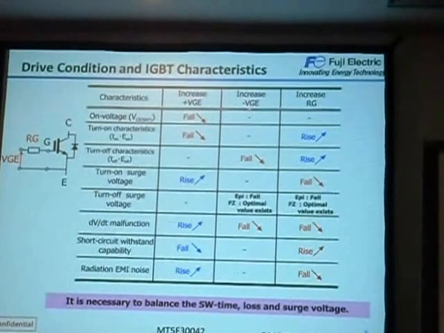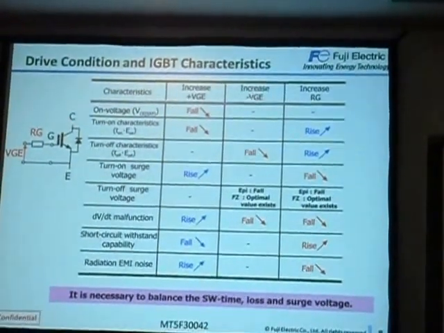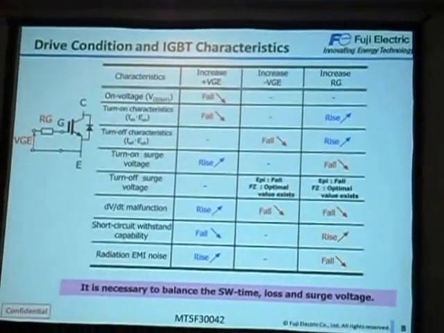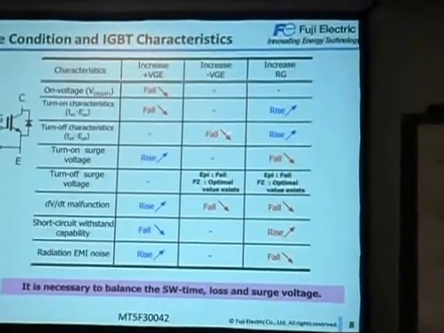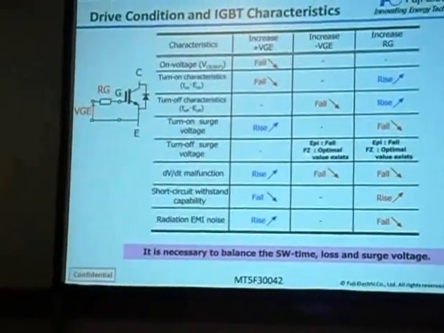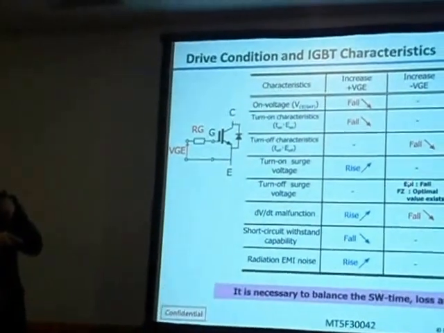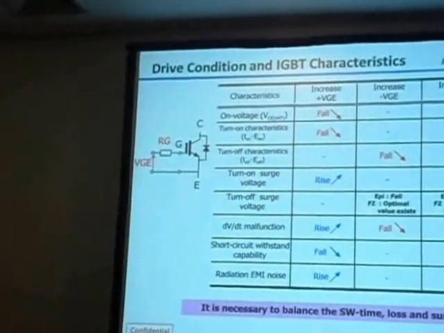And also the effect of the negative gate emitter voltage. If we increase the negative gate emitter voltage, the turn-off switching speed will increase, and the turn-off surge voltage will increase. This is usually different between the AP type IGBT and FZ type.